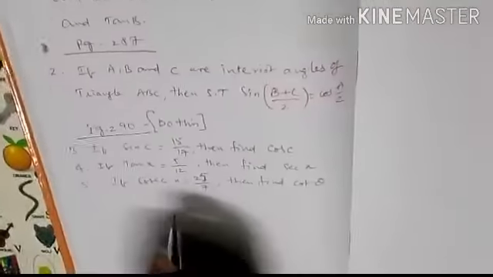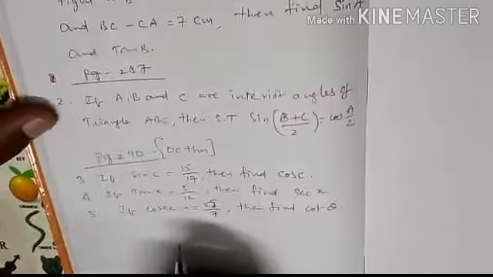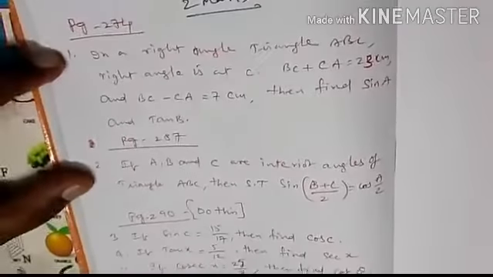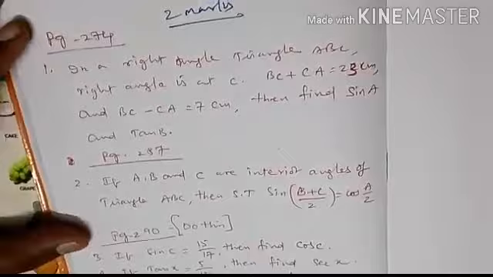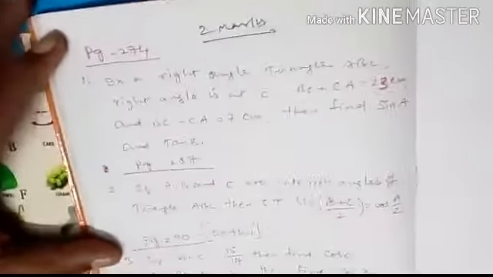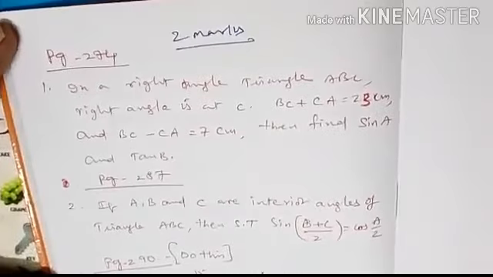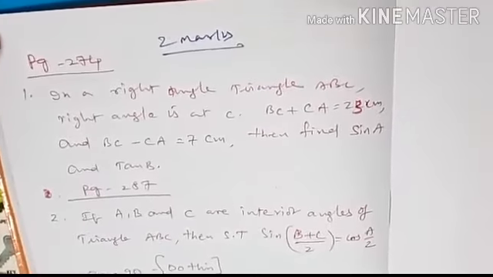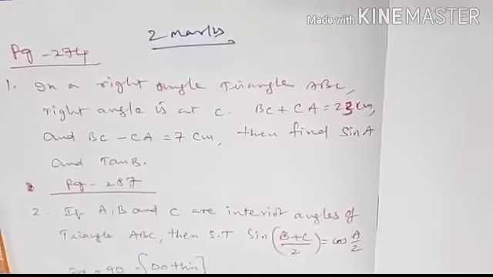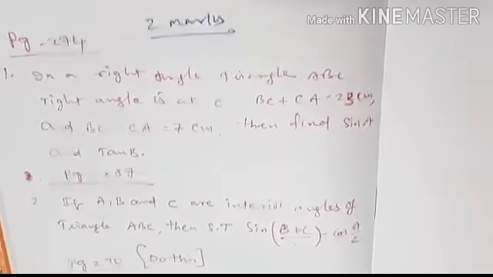Two marks questions in trigonometry. First question, page number 274. In a right angle triangle ABC, right angle is at C. BC plus CA is equal to 23 centimeters, BC minus CA is equal to 7 centimeters. We need to find sin A value and tan B value.